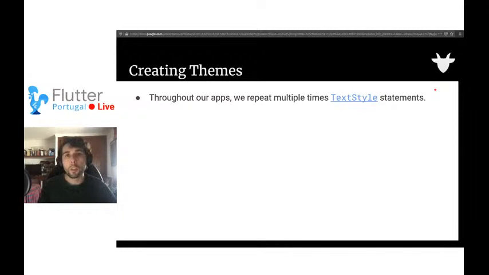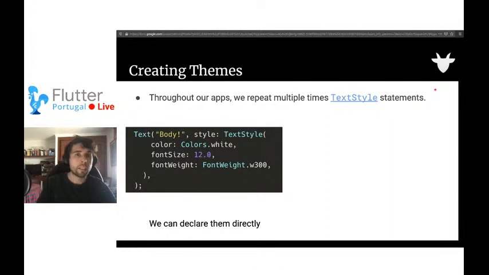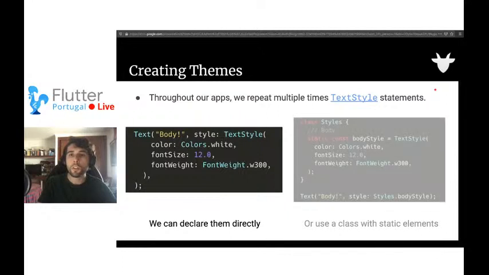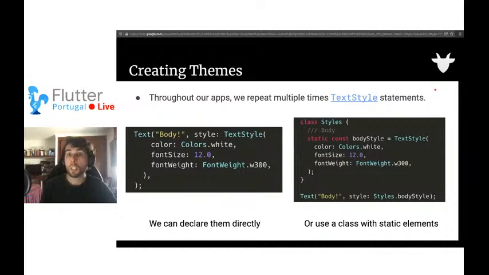When we start creating our apps, specifically the text, we may start by doing the following. We declare our text widget, we say what is the string that we are going to have, and then we declare the style directly. In this case, you are going to have the color, the font size, and the font weight. We can take a step further if we want to reuse this text style in other widgets by declaring a new class called Styles, in which we are going to have constant static text styles that we can reuse throughout our code.